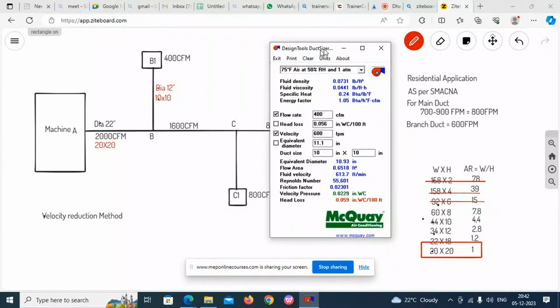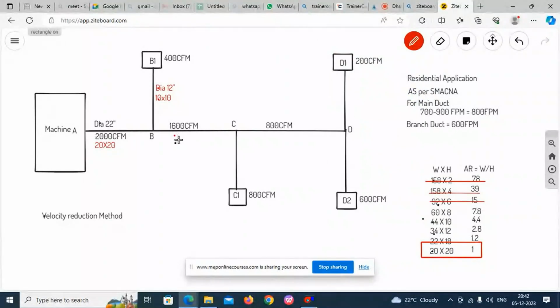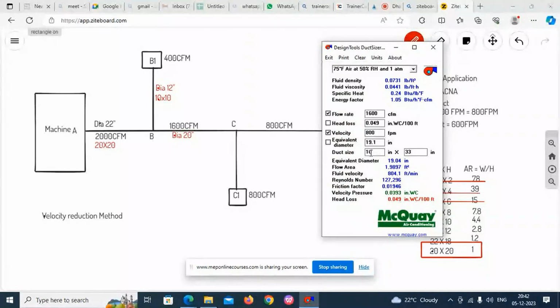Next, B2C. B2C is main duct again, 1600 CFM and 800 FPM. The equivalent duct diameter is 19.1, which is dia 20. So I'll go with 12 by 26, 14 by 22, 18 by 17. For 18 by 17, what do we need to take? 18 by 18 we need to take.